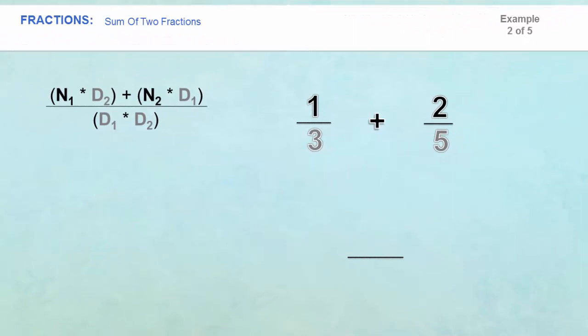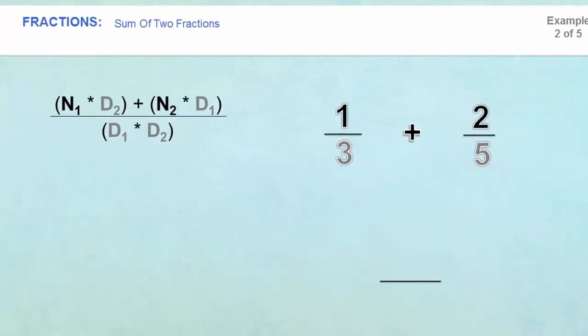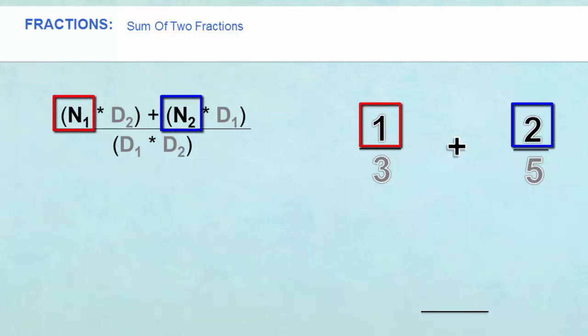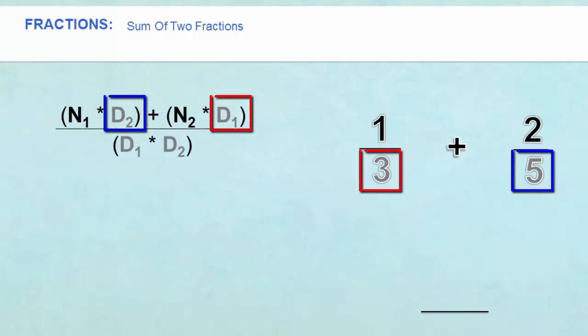Now we are ready to add two fractions without using the lowest common denominator. But first, let's review the formula. N1 and N2 just stand for numerator 1, numerator 2. D1 and D2 just mean that this is the first denominator and this is the second.